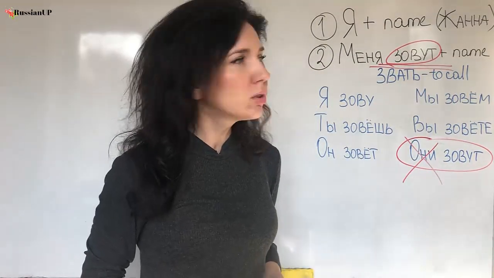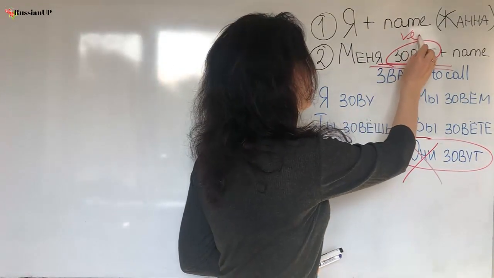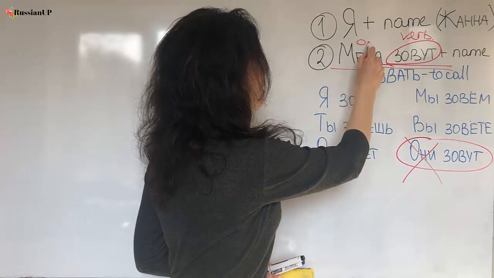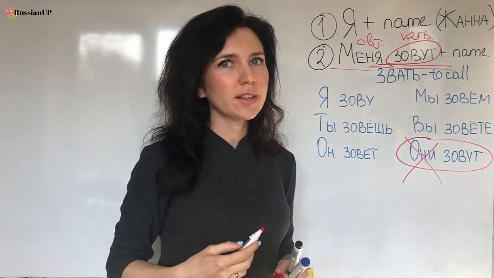Меня зовут Жанна. What do we have here? It's the verb, yes? And here we have the object. Me. They call me Жанна.